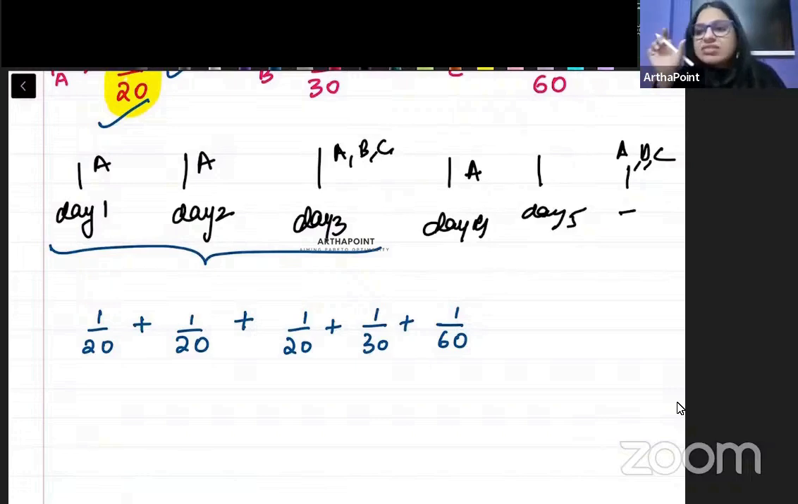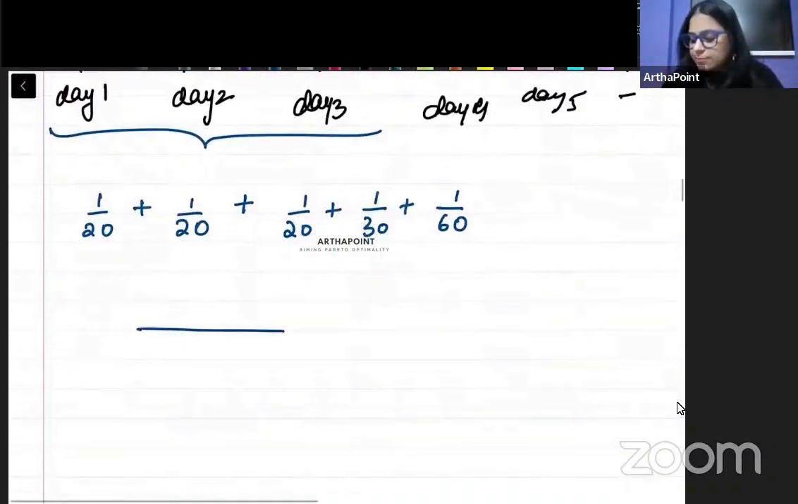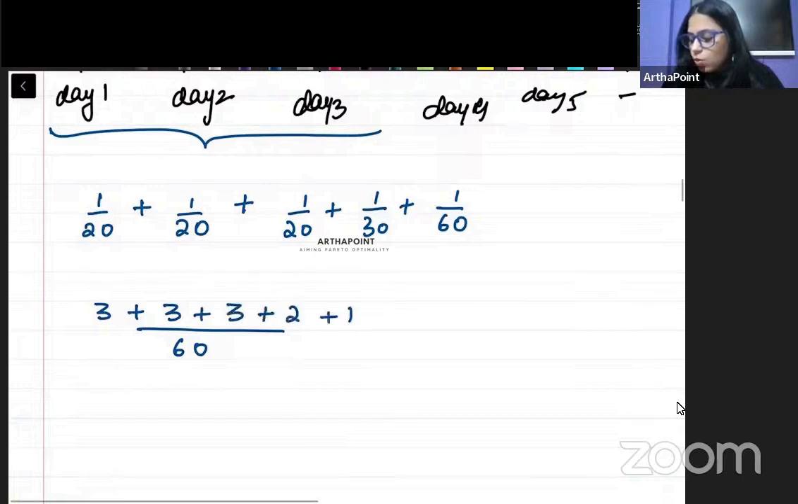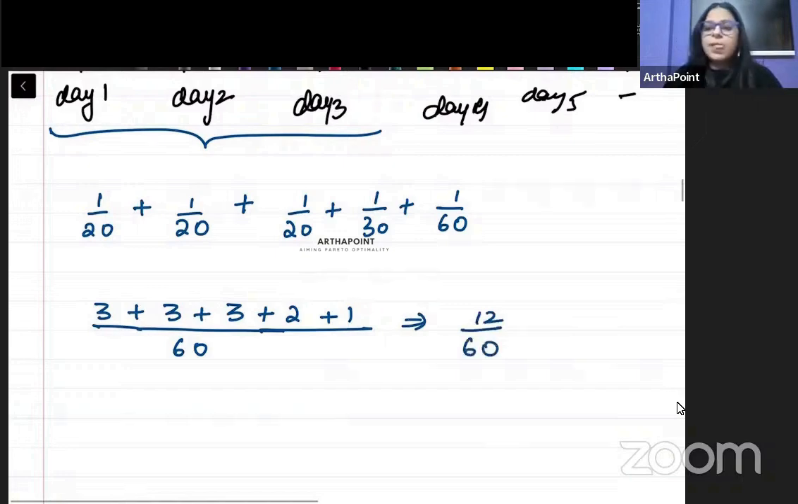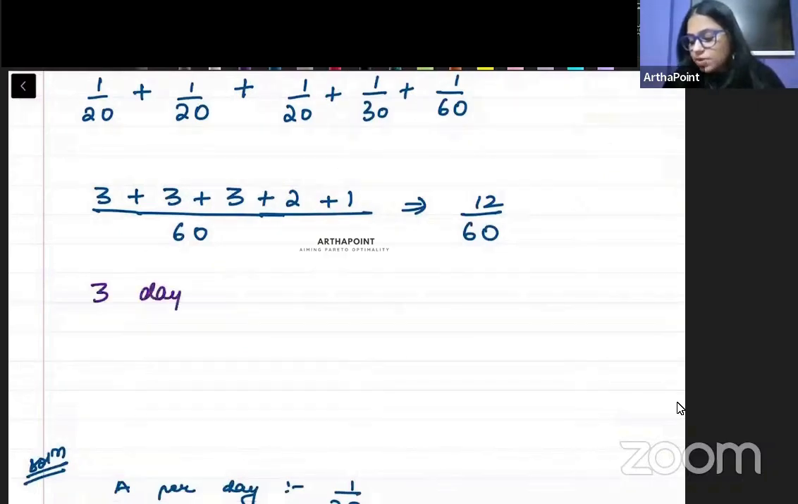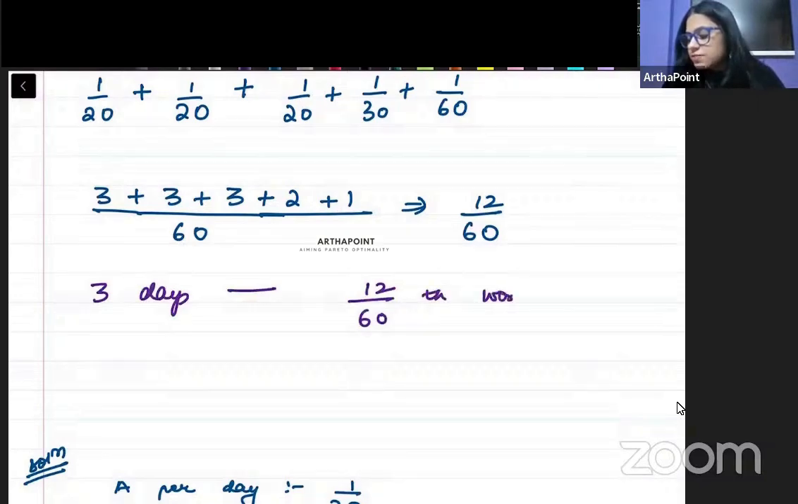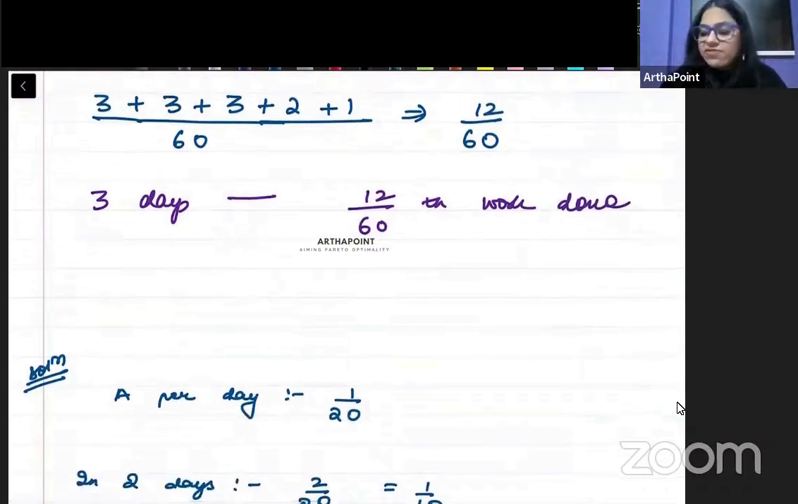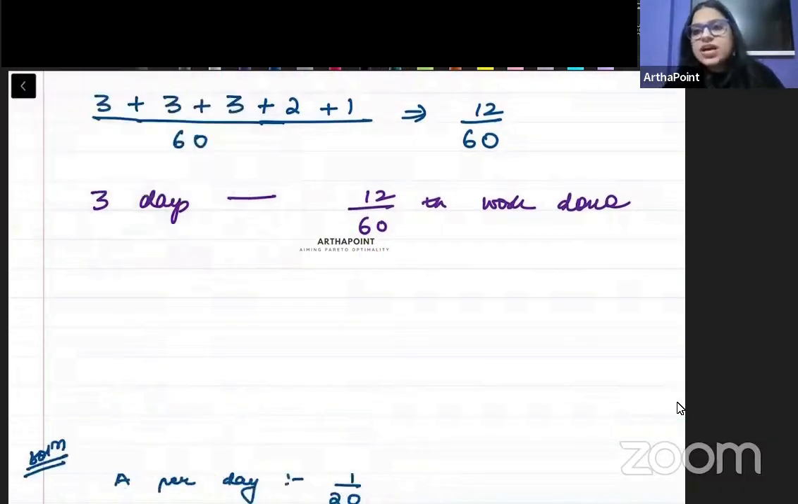So in every 3 days, how much work is getting completed? If I just take LCM, this will be 3, 3, 3, 2, 1. So this will be 12/60. So in every 3 days, हर 3 दिनों में 12/60th of the work is done.